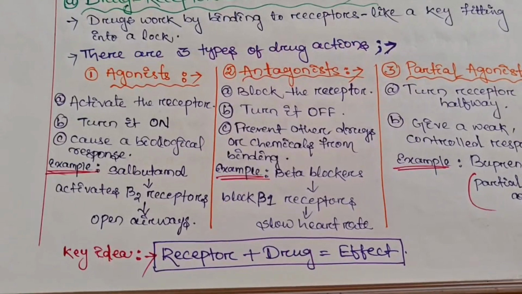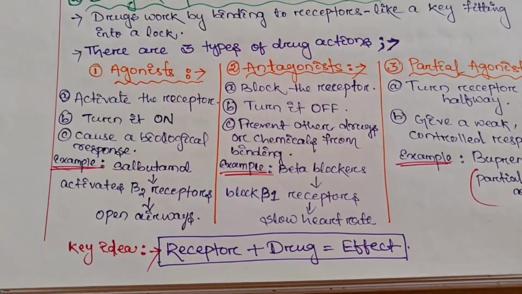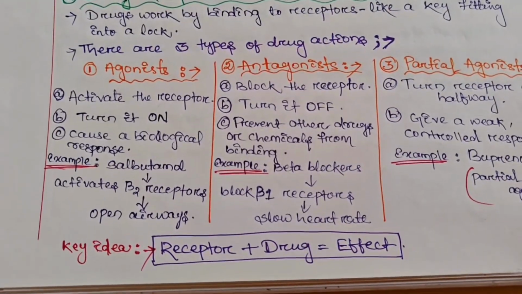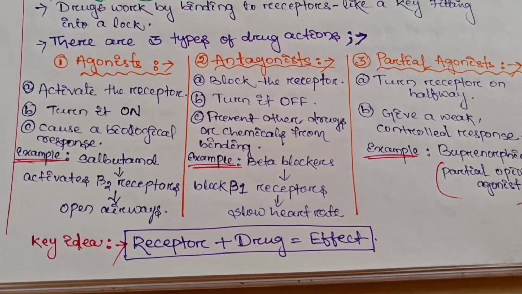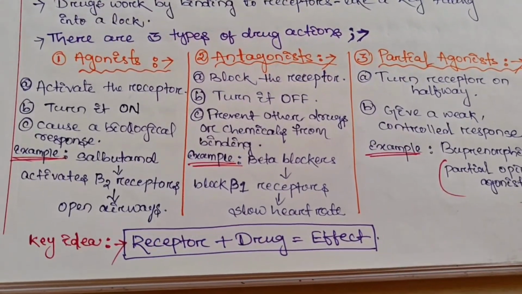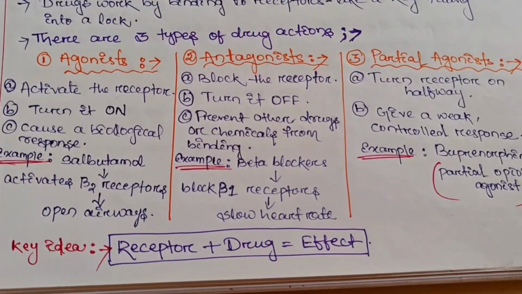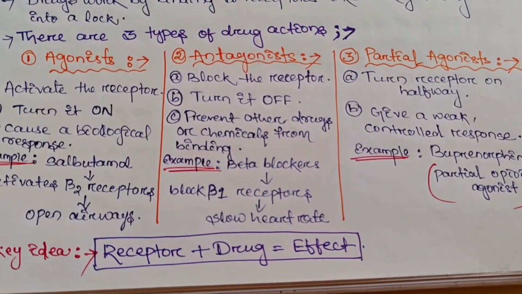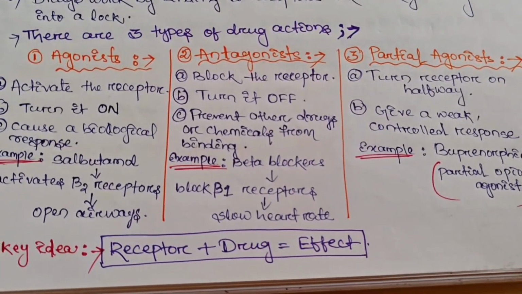The third one is partial agonist. Partial agonist produces a weaker response. It can turn the receptor on halfway, giving a weak controlled response. The example is buprenorphine. It is a partial opioid agonist.